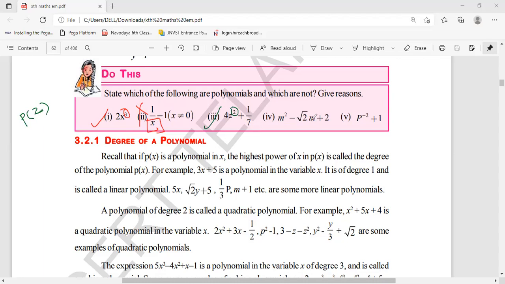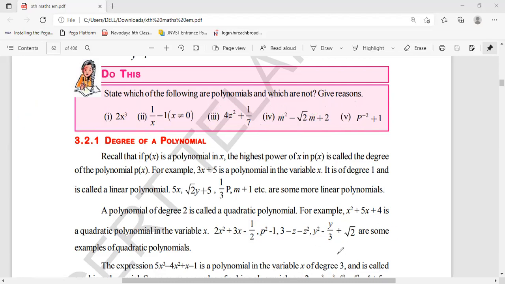The power of the variable should be a positive integer. The coefficient may be negative, positive, fraction or irrational. That is not the definition of a polynomial. The definition says the power should be a positive integer. Here also the power is a positive integer. The coefficient may be rational or irrational, that doesn't matter. Here the powers are only positive, so it is also a polynomial. Here p power minus 2 is not a positive integer power, so it is not a polynomial.